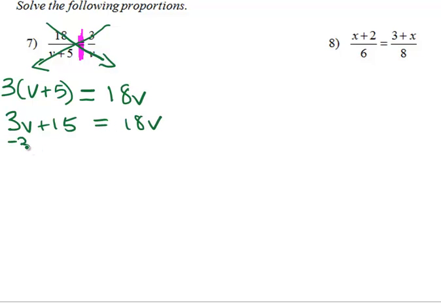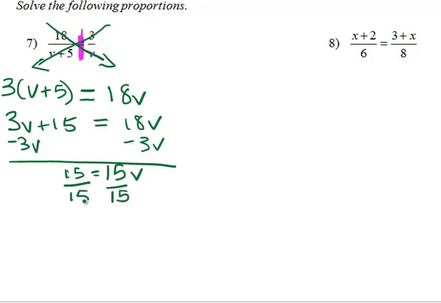Combine like terms. 15 equals 15V. Divide away the coefficient, and you have 1 equals V. And if I went up here and checked that, I would have 18 over 1 plus 5 is 6 equals 3 over 1. And that is true.